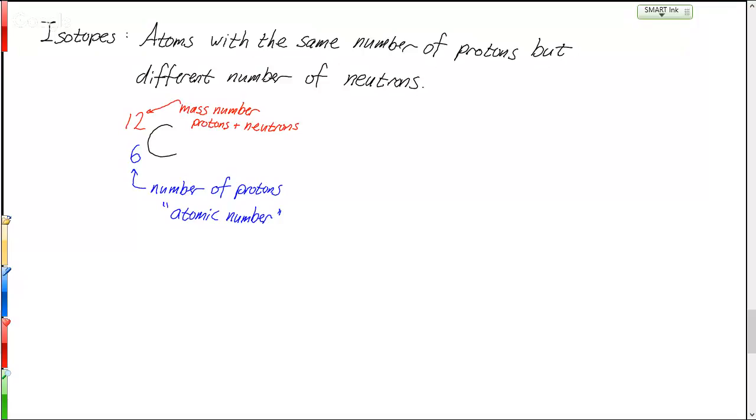So if we take those two numbers together, we subtract them, we can see that this particular isotope of carbon has 6 neutrons. Notice that these are always whole numbers. These are counts of the numbers of protons and the numbers of neutrons. So if we had other isotopes of carbon, they would all have that same 6, but they could have different numbers of neutrons.